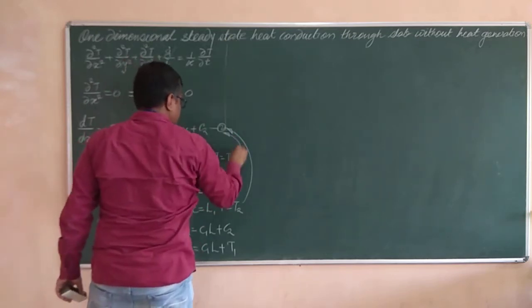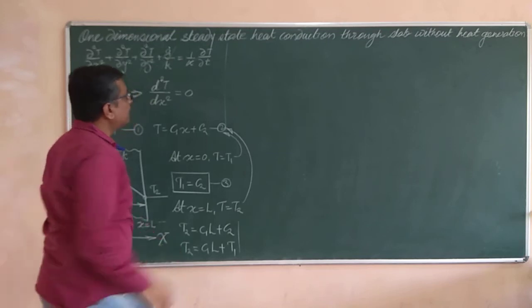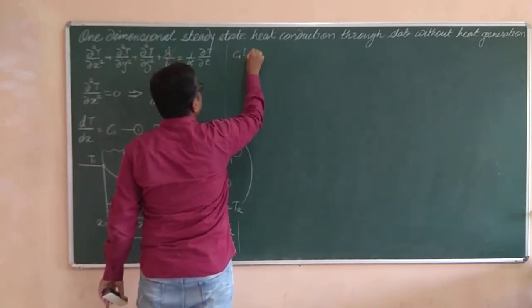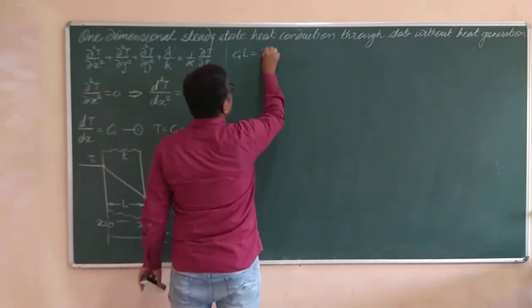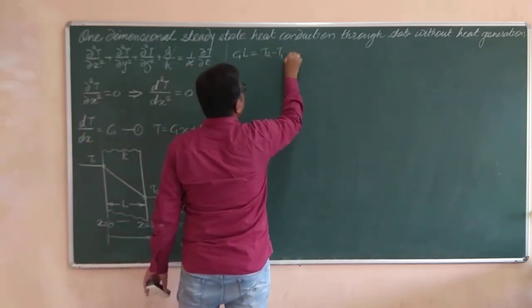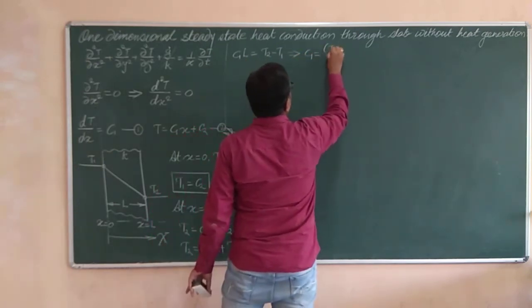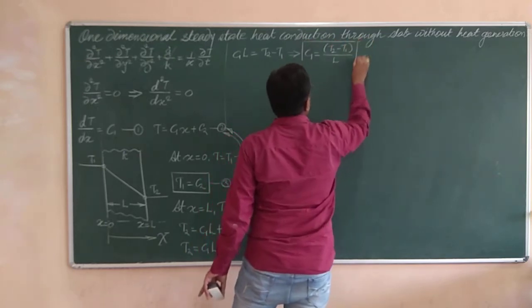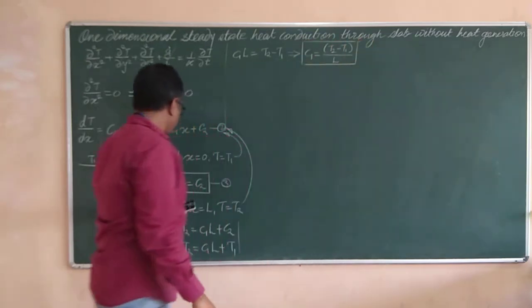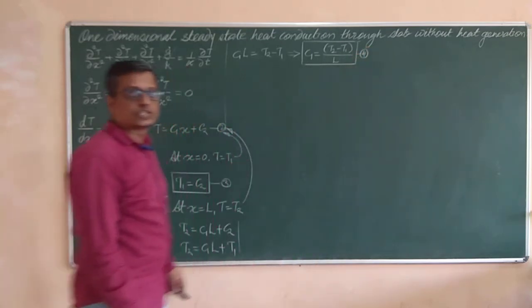Now let us simplify this. C1 into L will be equal to T2 minus T1. It means that we can get the value of C1 as equal to T2 minus T1 divided by the capital L. And this is the value of the first constant C1. Say this is equation number 4.